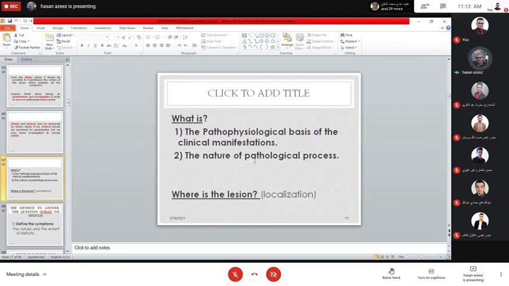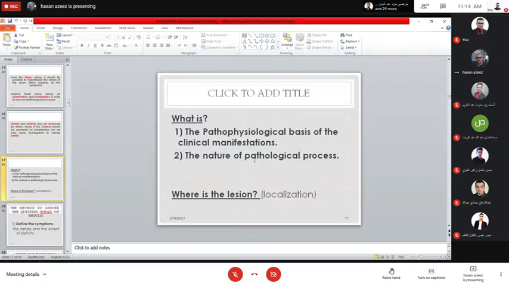What do you mean by what is and where is? What is the lesion? It means the pathophysiological basis of a clinical manifestation. Pathophysiology is very important because it makes you understand the manifestation. For example, now we live in the COVID-19 era. It's very important to understand why the patient with COVID has happy hypoxia.